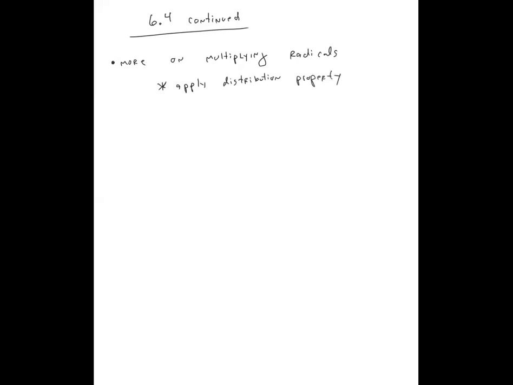All right, so let's apply this distribution property. Let's take a look at some examples here. Let's multiply our first one. How about the square root of 11, open parentheses, 4 minus 3 times the square root of 11, close parentheses.